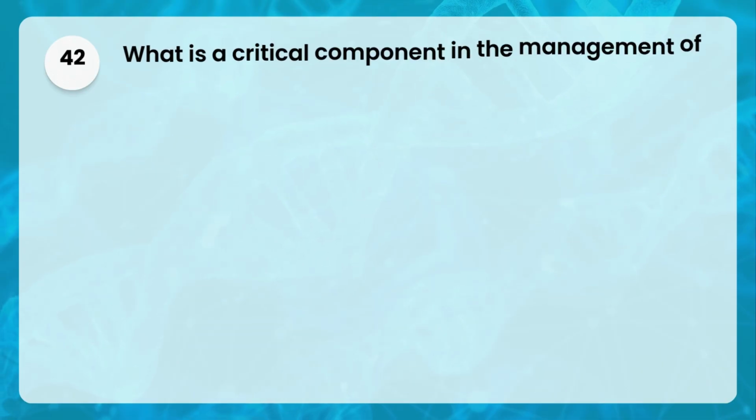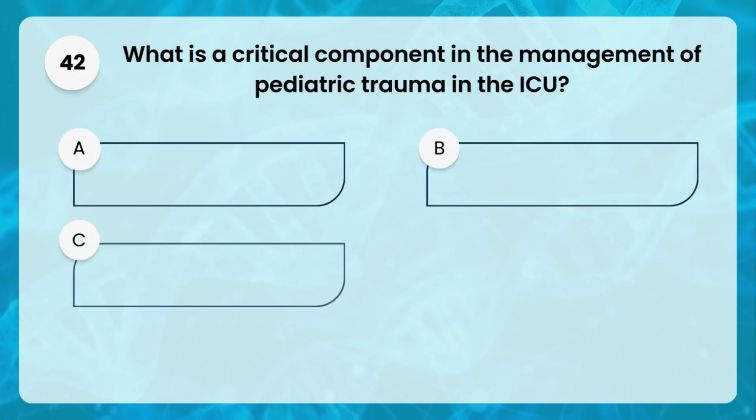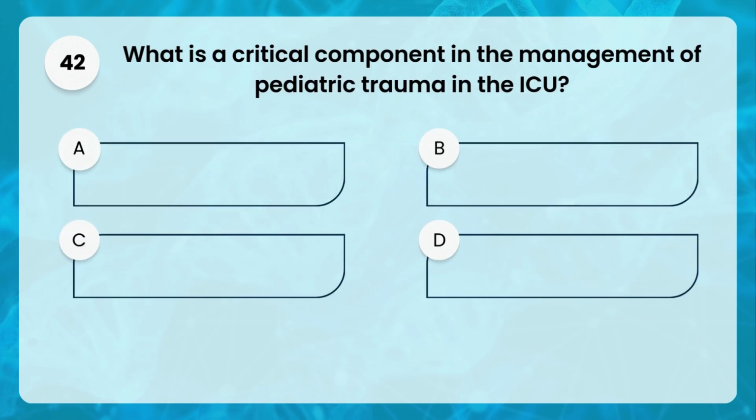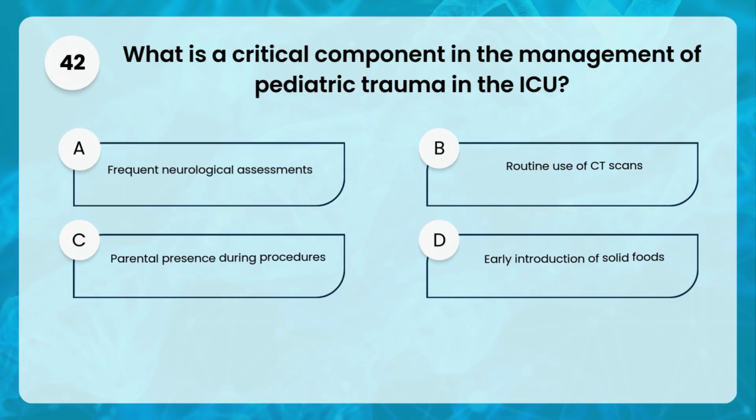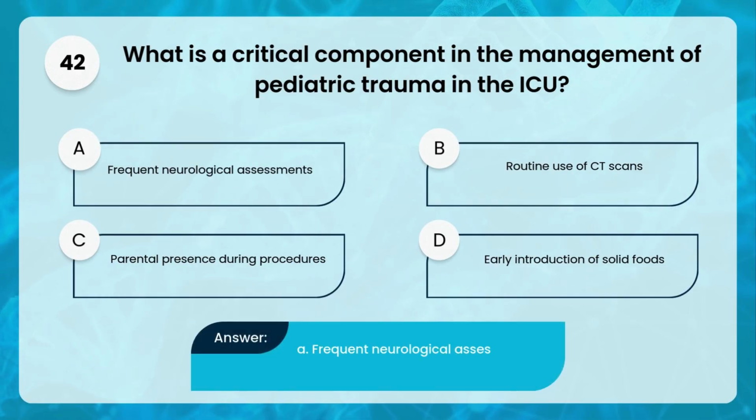Number 42. What is a critical component in the management of pediatric trauma in the ICU? A. Frequent neurological assessments. B. Routine use of CT scans. C. Parental presence during procedures. Or D. Early introduction of solid food. The answer is A. Frequent neurological assessments.